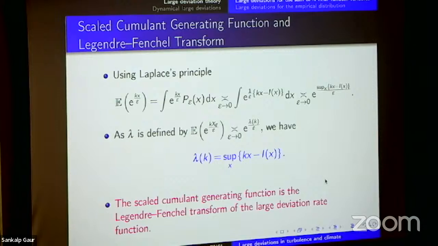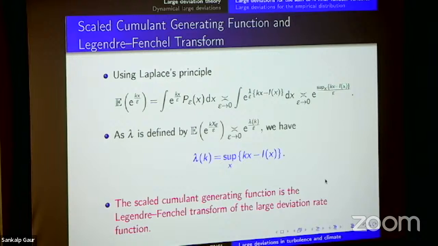Then if I know that there is a large deviation rate, so I know that P epsilon of x is exponential of minus I epsilon of x divided by epsilon. If I want to compute this average, then I will see that I have a Laplace integral here. I will use the Laplace principle, and I will get that this average is log equivalent to the exponential of the supremum over x of kx minus I of x, divided by epsilon.